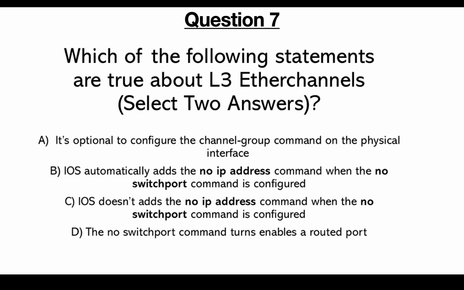So question number 7, which of the following statements are true about layer 3 ether channel? Select 2 answers. A, it is optional to configure the channel-group command on the physical interface. B, IOS automatically adds the no IP address command when the no switch port command is configured. C, IOS doesn't add the no IP address command when the no switch port command is configured. And D, the no switch port command enables a routed port.